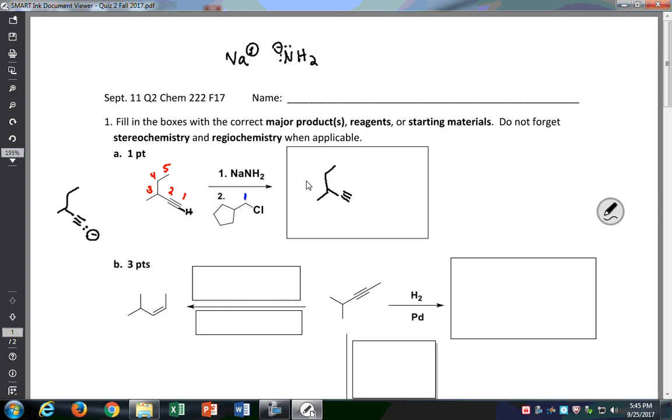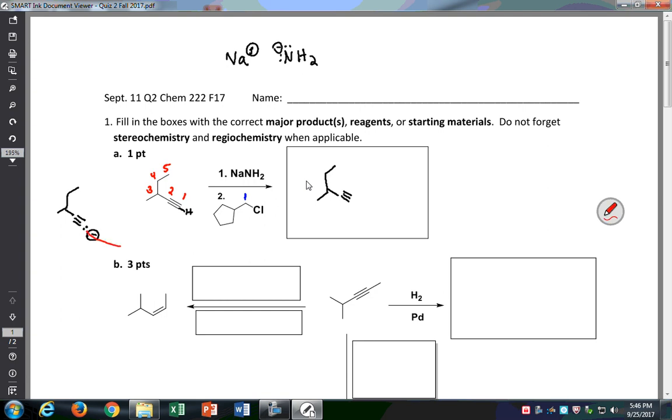Because notice, the lone pair is on the carbon that is sp. It's on an sp carbon. The new bond is coming from the lone pair to the carbon of our alkyl halide. It's not coming from the triple bond. So we are retaining the triple bond. It's coming from the lone pair, not from the pi bonds. The lone pair is the nucleophile.